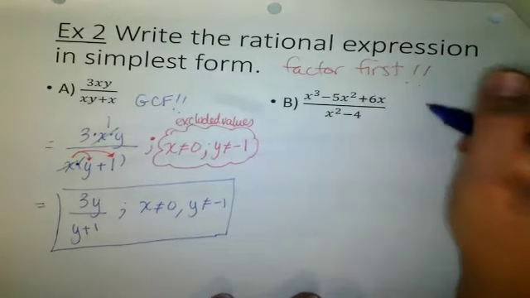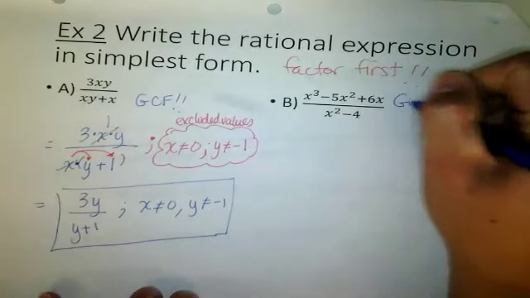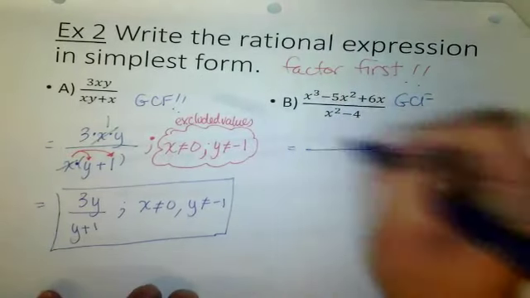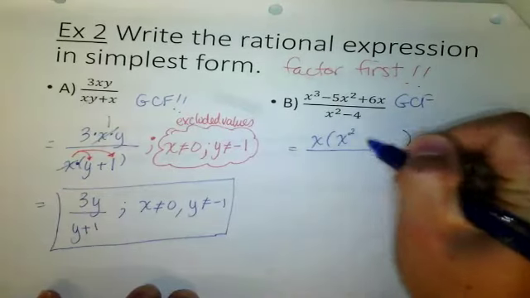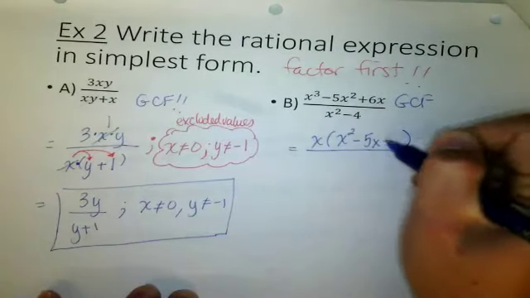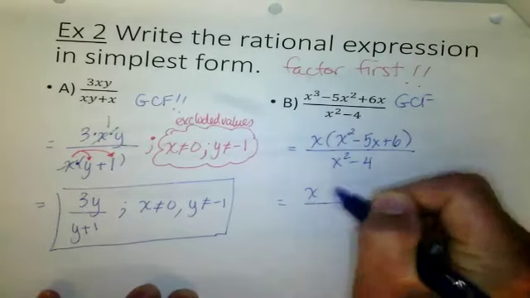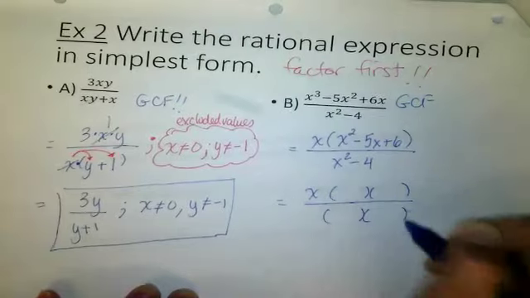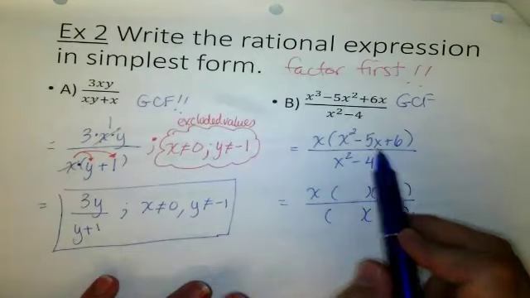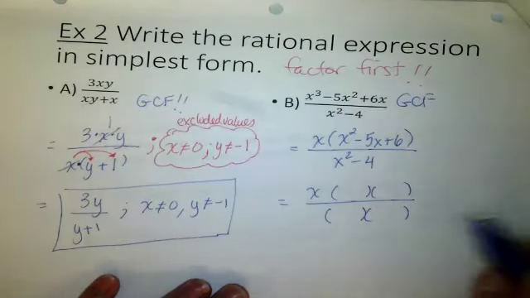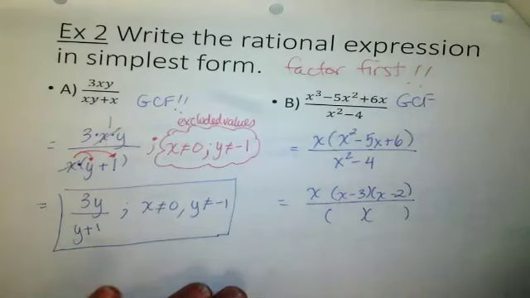All right, ladies and gentlemen, letter B, what can we do? Factor out. Okay, so there's a GCF first. Greatest common factor first. If I take out the x, what's left behind? Good, x squared minus 5x plus 6. And now that I've taken that out, I can go ahead and double bubble everything else. How does x squared minus 5x plus 6 factor? X minus 3 and x minus 2, very good.